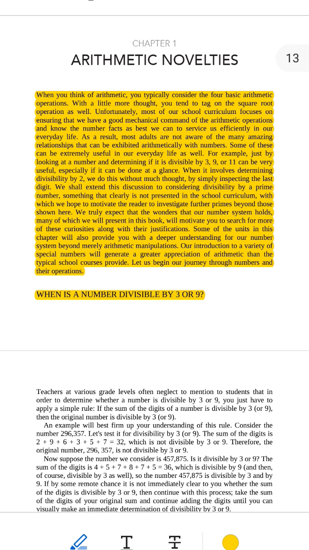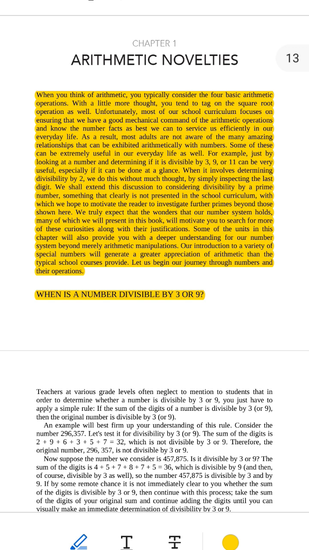Example 2. Checking if 85 is divisible by 3. 1. Take the number 85. 2. Add the digits. 8 plus 5 equals 13. 3. Check if 13 is divisible by 3. No, it's not. 13 divided by 3 equals 4 with 1 left over. 4. So 85 is not divisible by 3.